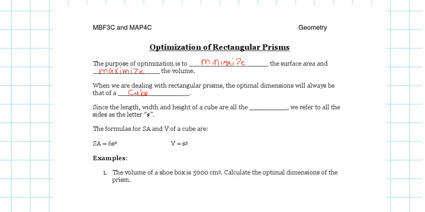Now, since the length, width, and height of a cube are all the same, we refer to all the sides as the letter S. Sure, you can call it whatever you want, but in this case, we're going to refer to it as the letter S. If you're looking for the surface area, your formula sheet doesn't give you the formula of a cube. It gives you the one of a rectangular prism. So let's look at a cube.